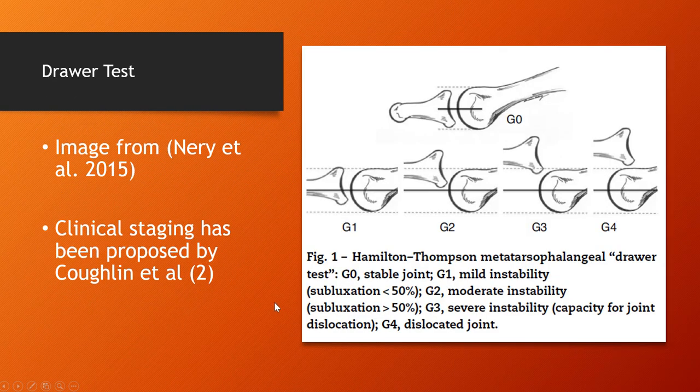So the draw test can be graded from 0 to 4, meaning progressive degrees of dislocation, and it's proposed by Thompson and Hamilton. So the top image represents a stable toe. G1 demonstrates the proximal phalanx elevating just slightly in the sagittal plane, and the degree of subluxation dorsally is then divided into less than 50% and greater than 50% displacement, relative to the articular surface, and then the full dislocation is usually as a result of a complete plantar plate disruption.